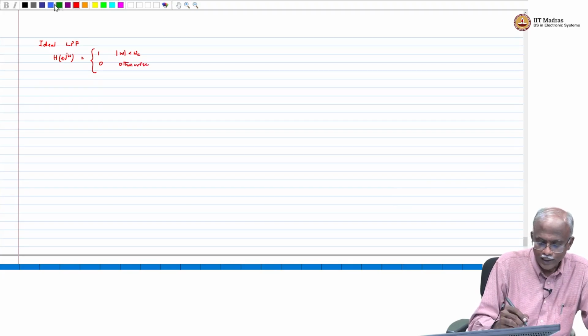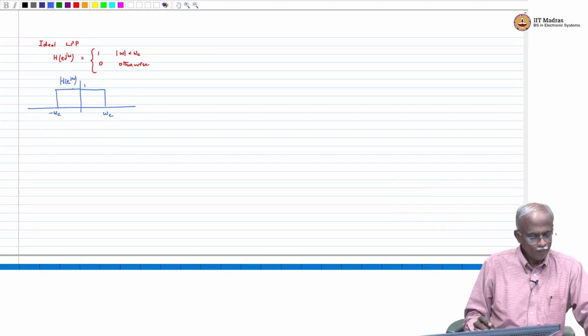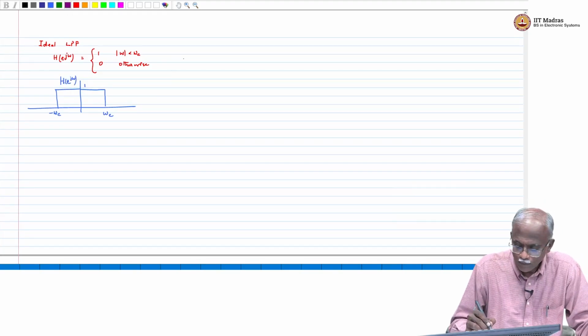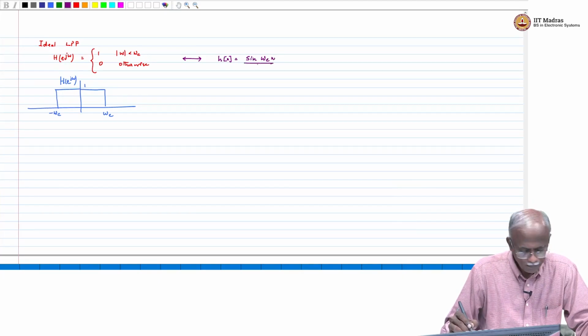Okay, and we have sketched this, but let's sketch it again. This is a rectangular function which has a height of 1 and it goes from minus omega c to omega c. This is He of j omega. And we know that this system has an impulse response which is given by h of n equal to sine omega c n divided by pi n.